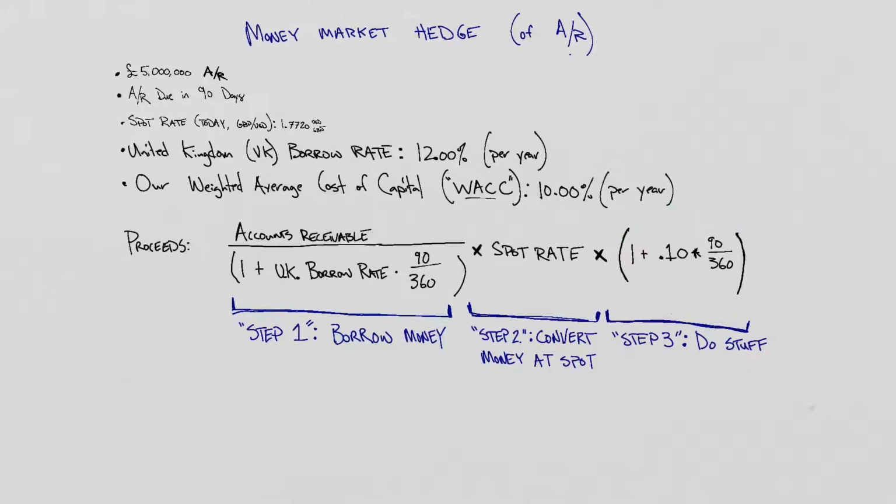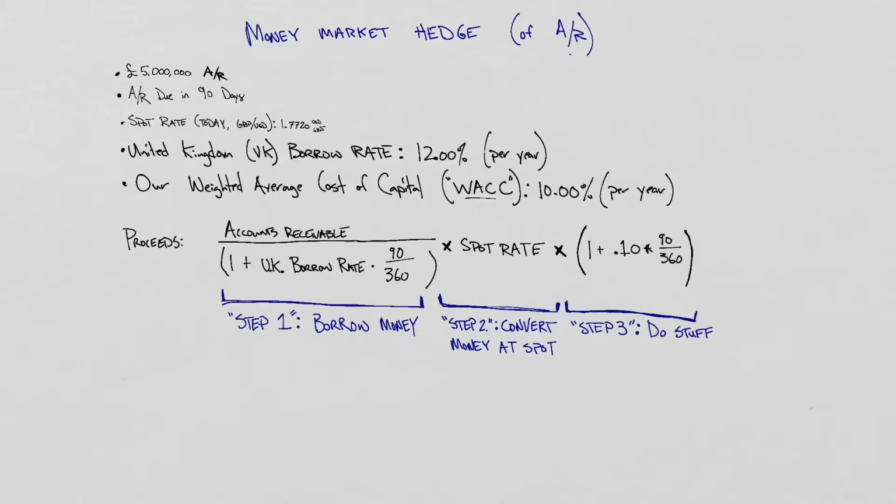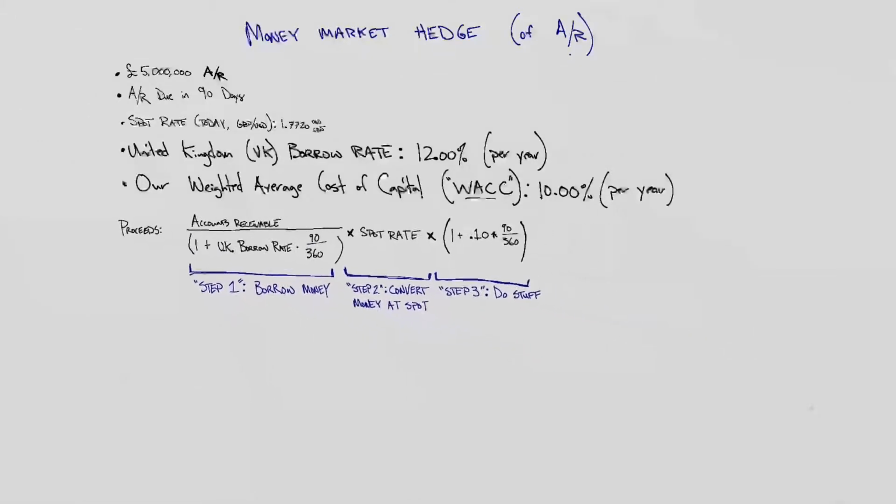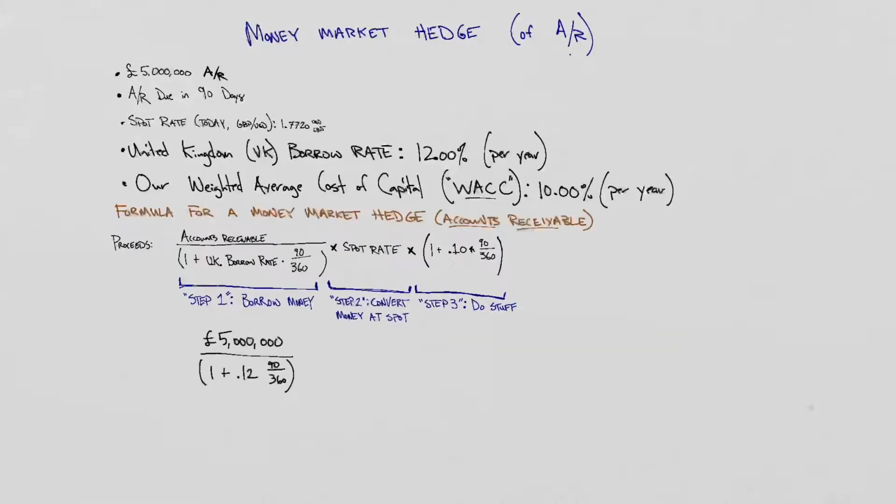All right, so let's calculate this out. From here, we can just take the numbers given and plug them into this formula. Step 1, our 5 million pounds. We're going to borrow that, but a little bit less to account for the cost of interest.